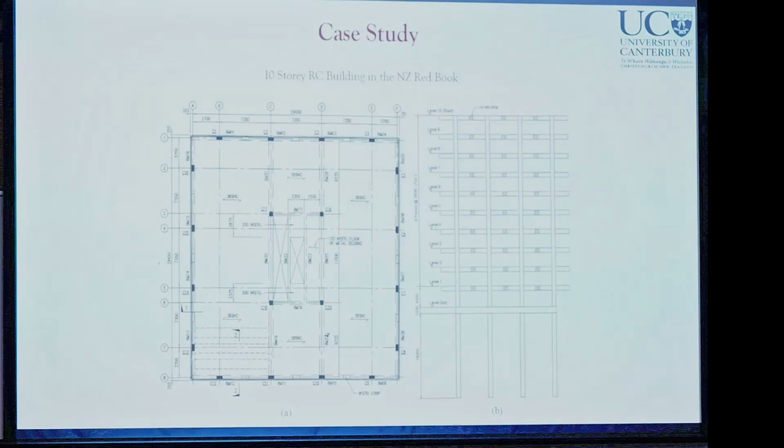This is the case study building, which I am going to use to explain different levels of computational rigor. The same case study building has also been used in several different chapters of the thesis, and by several previous research studies. It is the well-known 10-story RC building in the New Zealand Red Book, which acts as a design example for reinforced concrete buildings designed in accordance with New Zealand standards.